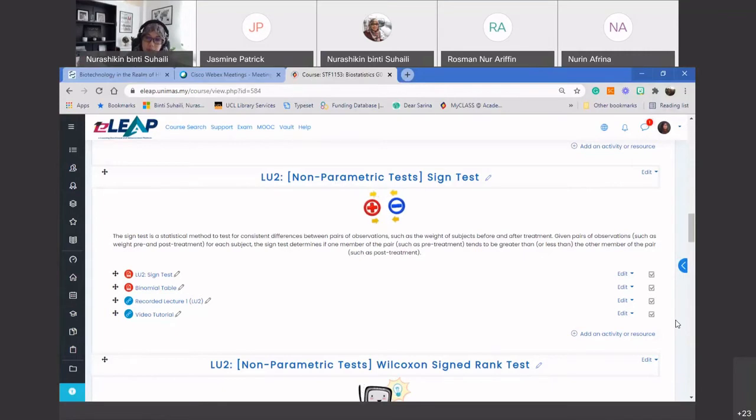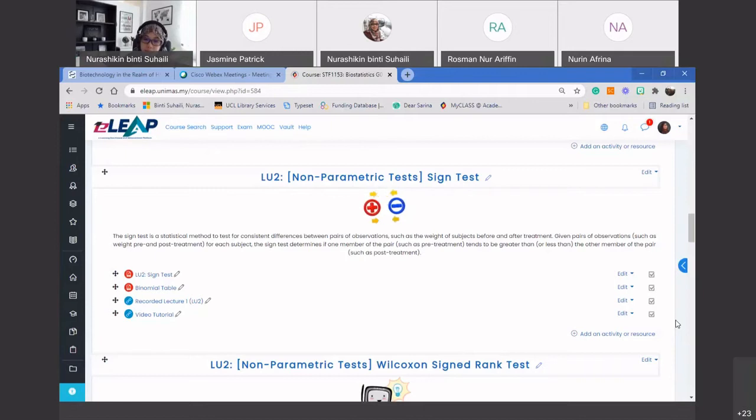But now, what's the difference between the sign test and the Wilcoxon signed rank test? The sign test is the simplest test. It only concerns the sign. It is simple, but it doesn't give much of a picture about the comparison because it just considers the plus and the minus. But the Wilcoxon signed rank test is more detailed, more advanced than the sign test. But both tests are designed for analyzing dependent samples.